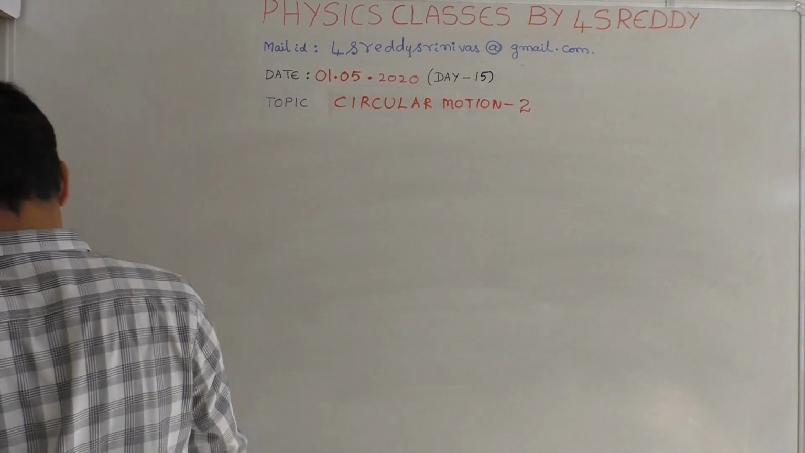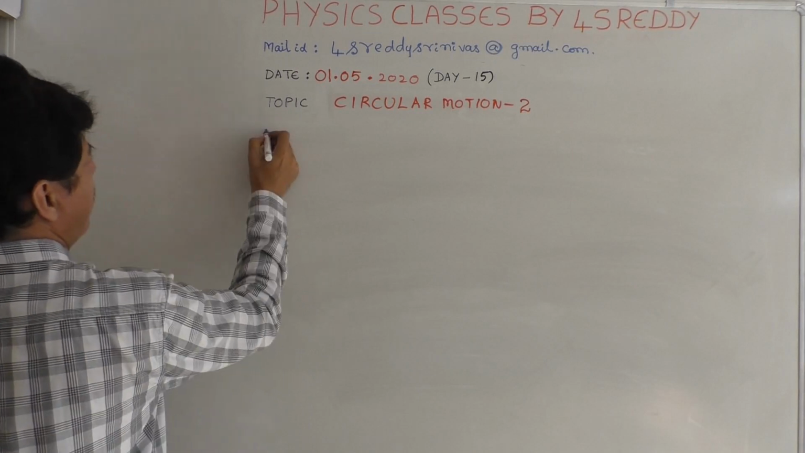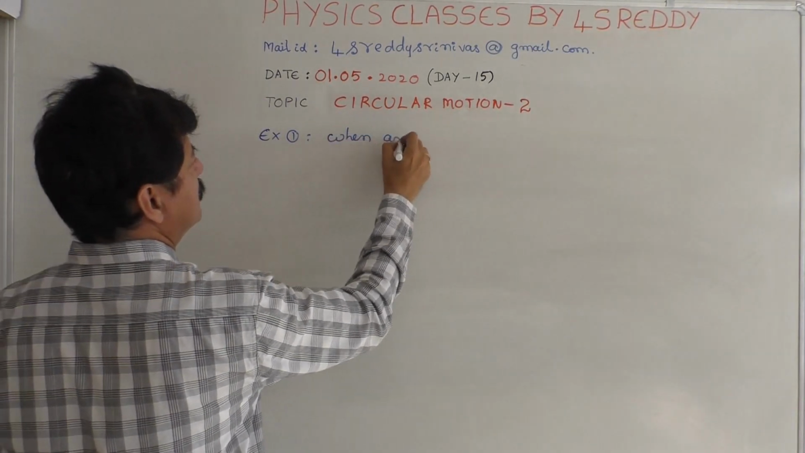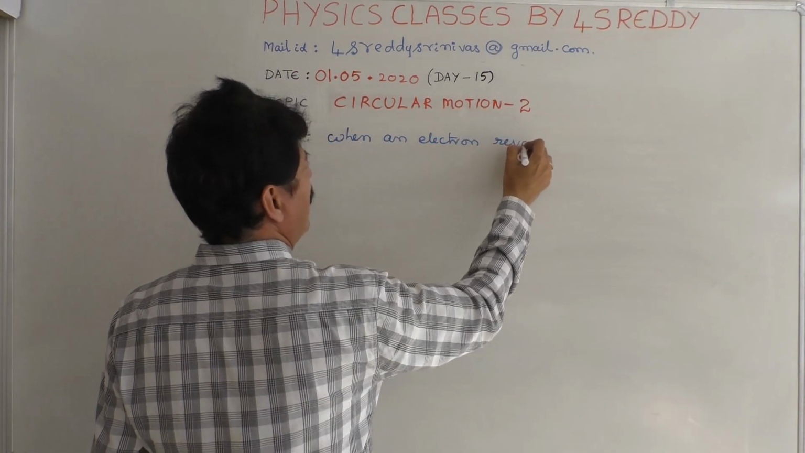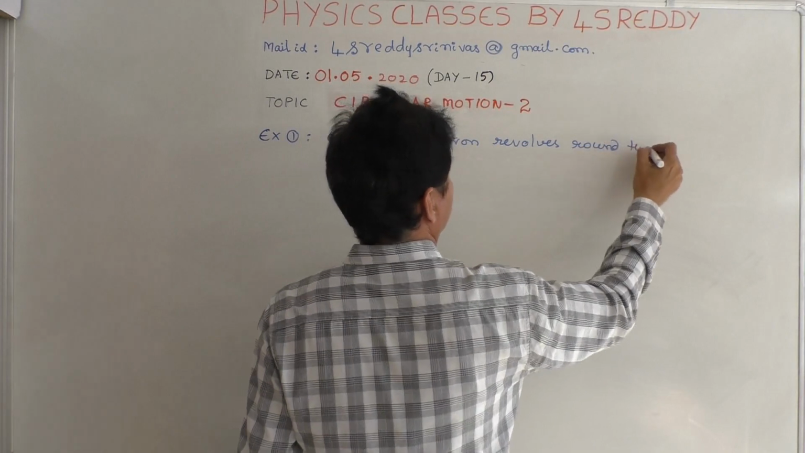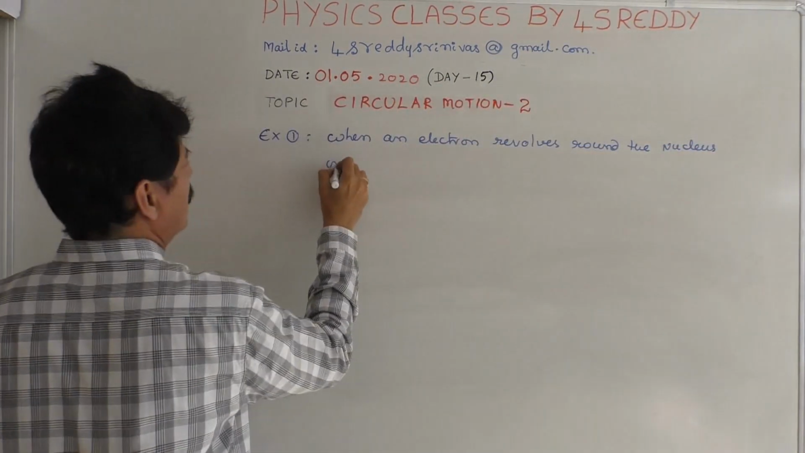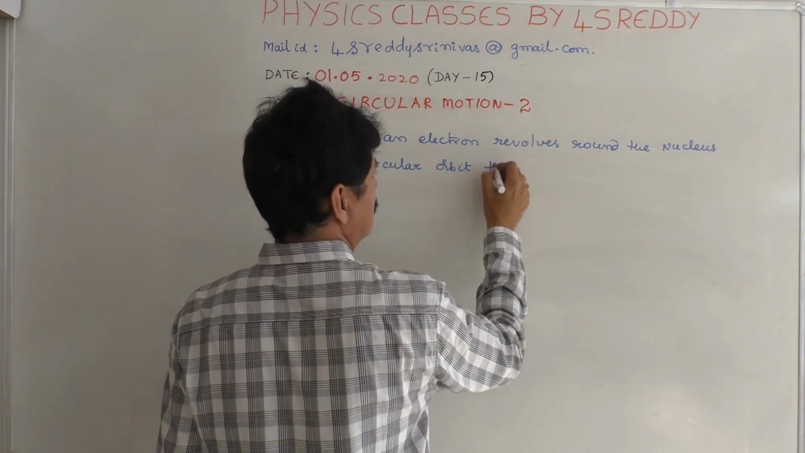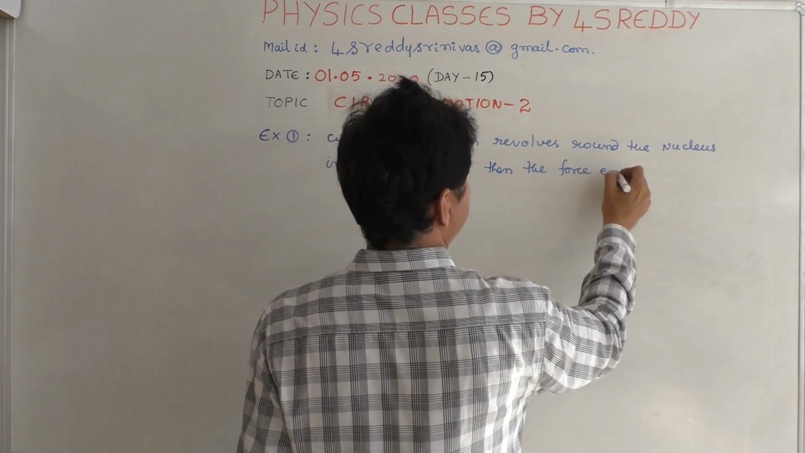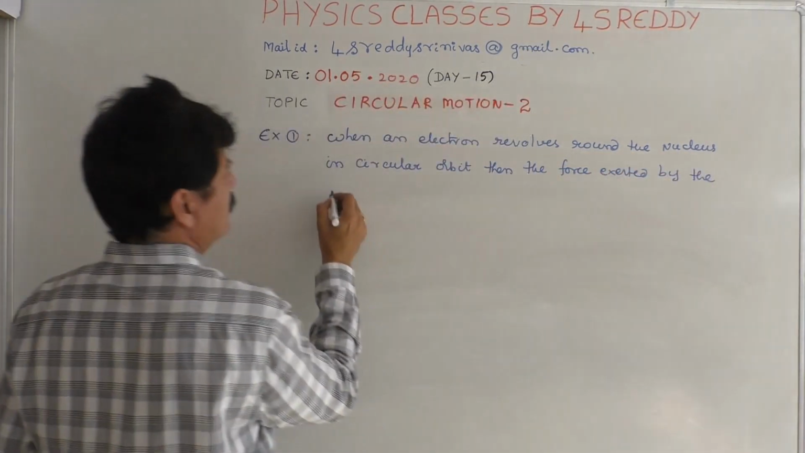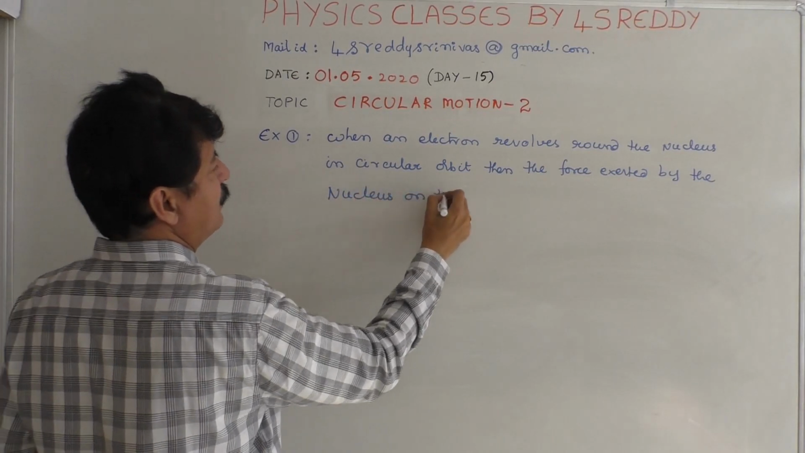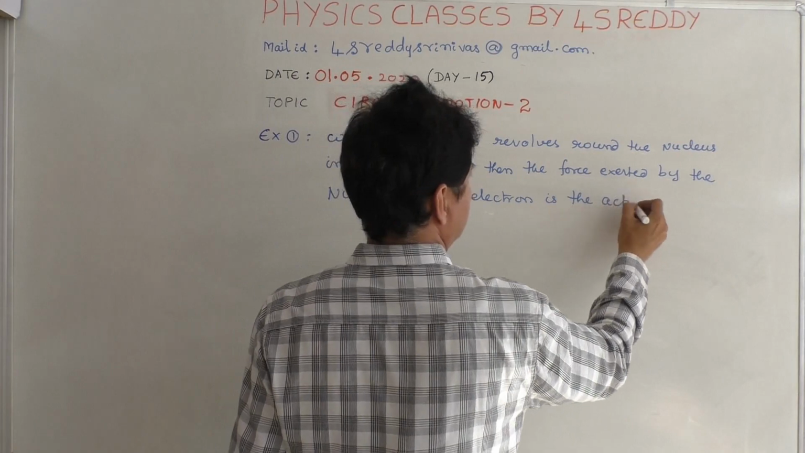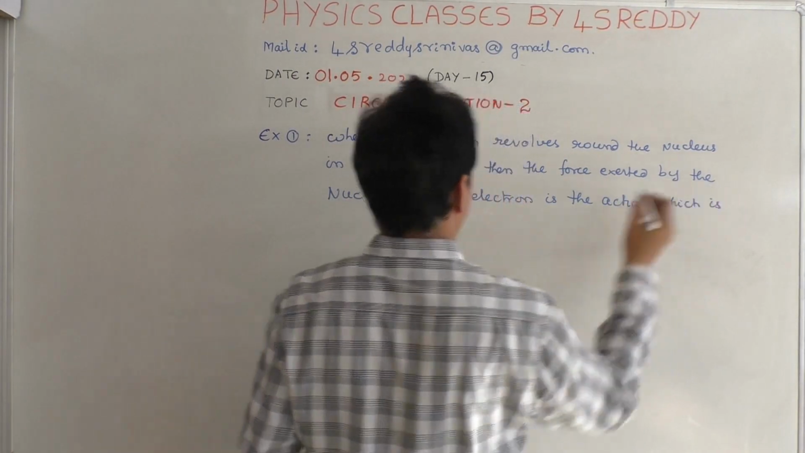That is example 1. What you can write is, when an electron revolves around the nucleus in a circular orbit, then the force exerted by the nucleus on the electron is the action, which is centripetal force.